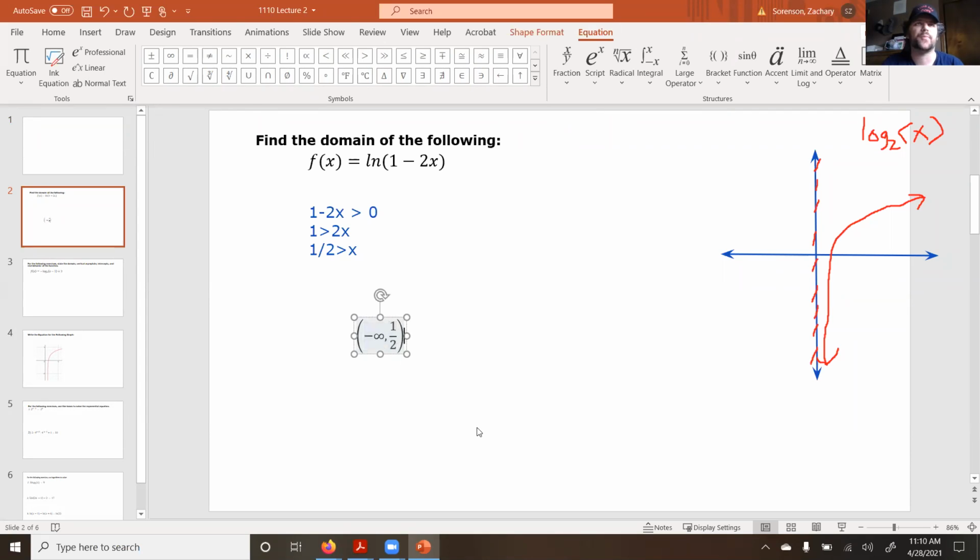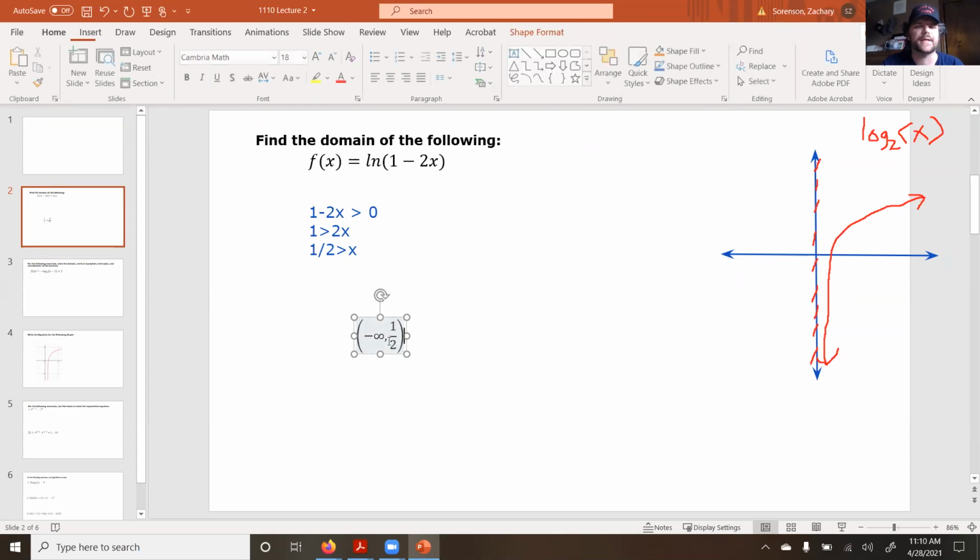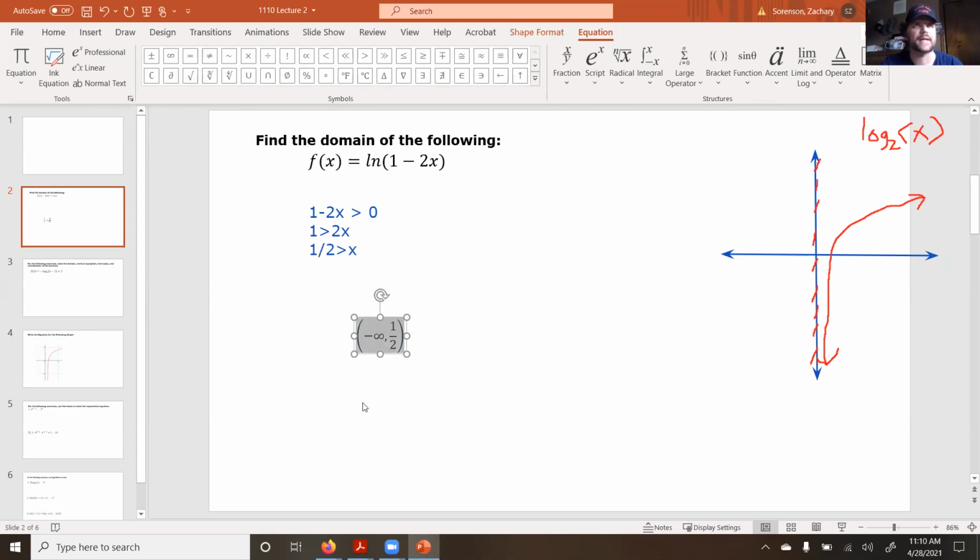So if this was a bracket, then yeah, that would be wrong, right? Because we can't actually get up to 1/2. But this parenthesis is taking care of exactly that issue of we're never getting to 1/2, we're getting really close, but it has to be less than 1/2. So that's the parenthesis. When we are dealing with square roots, we use brackets as well as parentheses.